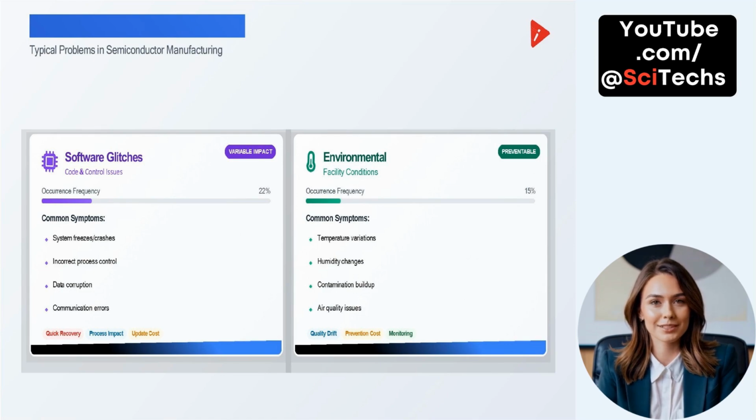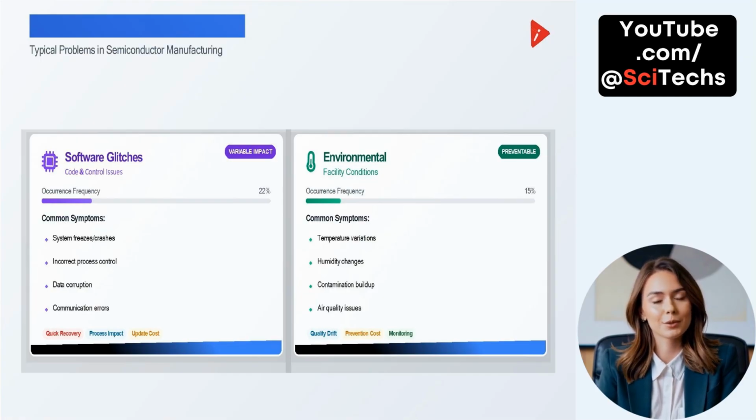Typical problems in semiconductor manufacturing. Two more categories of common issues in semiconductor manufacturing include software glitches and environmental conditions. Software glitches, which account for 22% of occurrences, involve code or control-related problems. These can result in system freezes or crashes, which halt production unexpectedly.